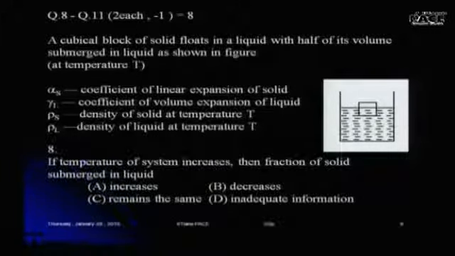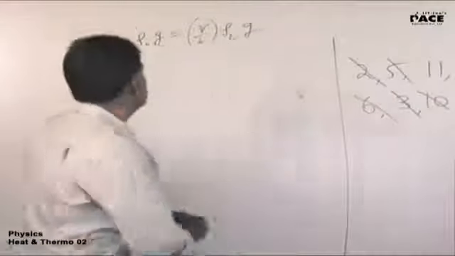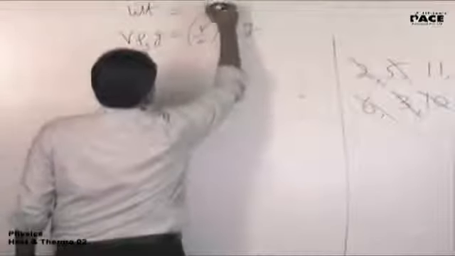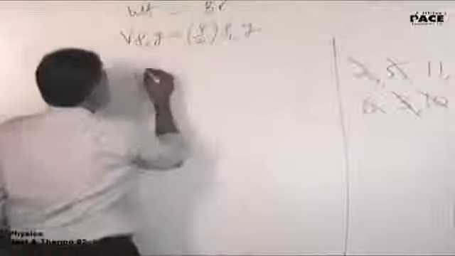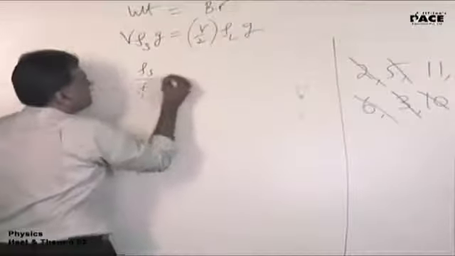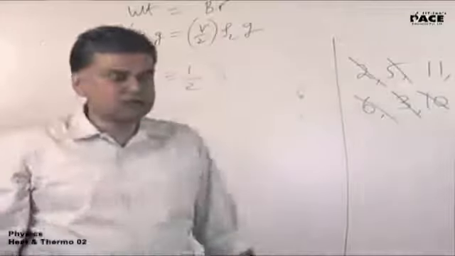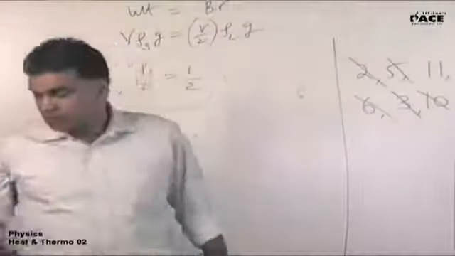Yeah, weight of the solid is equal to the buoyant force, which is, you will get like that. Weight equals buoyant force for the floating cube. So we notice that rho S by rho L equals half. We will take that into account while solving the question. So let's see.